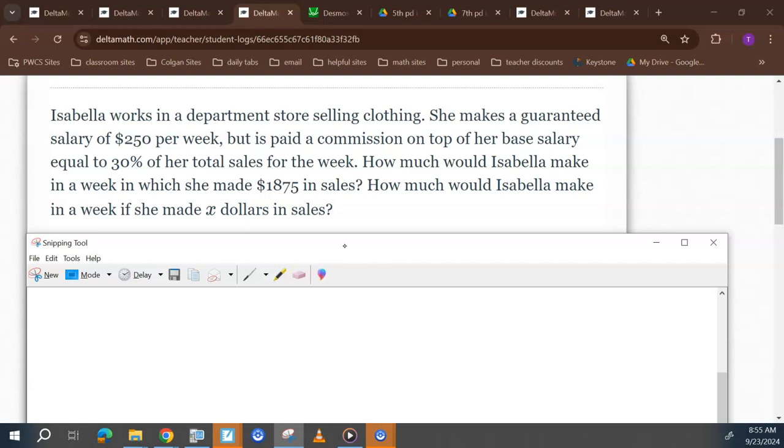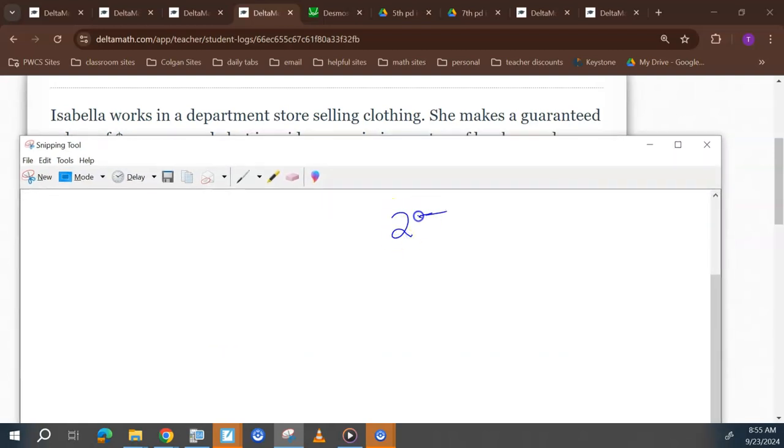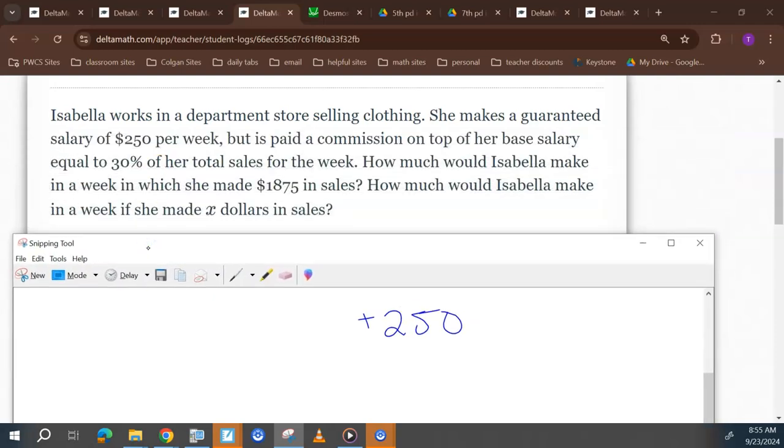So it's asking you 2 things. 1, how much would she make if she made this in sales? So important things, we know she makes this amount per week no matter what. So she's always going to get that amount. Then on top of that amount per week, she gets 30% of her sales. So if she made this in sales, 30% of that, we'd have to multiply those 2 numbers together.